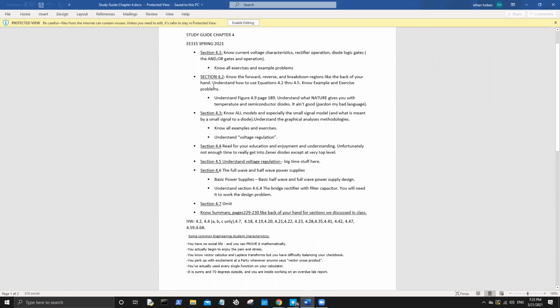Forward, reverse, breakdown regions. We have a decent understanding of that. That's something he said: understand what nature gives you with temperature and semiconductor diodes. It ain't good. Know all models and especially the small signal model. What is meant by a small signal to a diode? I think it's like a change of less than 5 millivolts, right? I suppose.